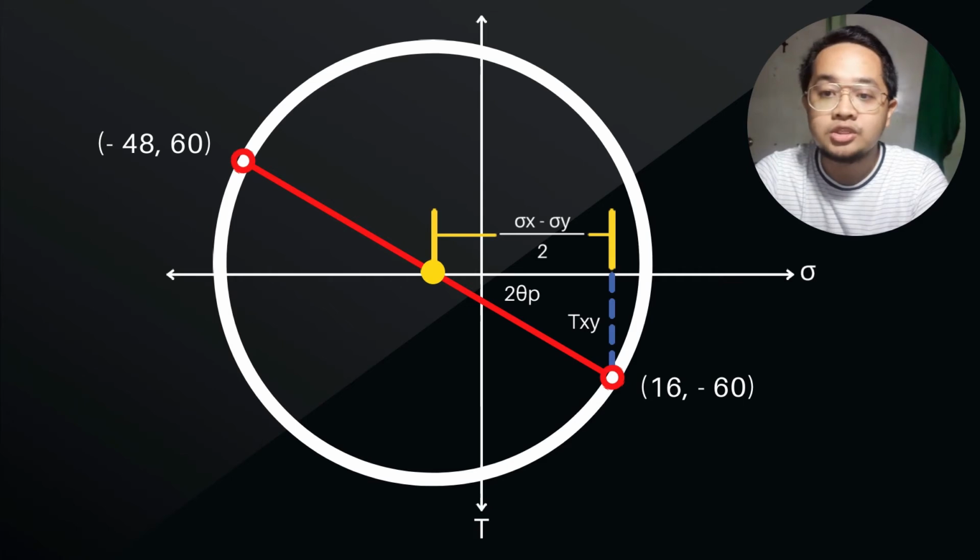First thing we need to do is to create a perpendicular line from point 16, negative 60 to the x-axis. The length of that line is equal to the shearing stress Txy. Second is to determine the length of the created line segment from the center to that perpendicular line. The length is equal to the difference of the normal stresses divided by 2.